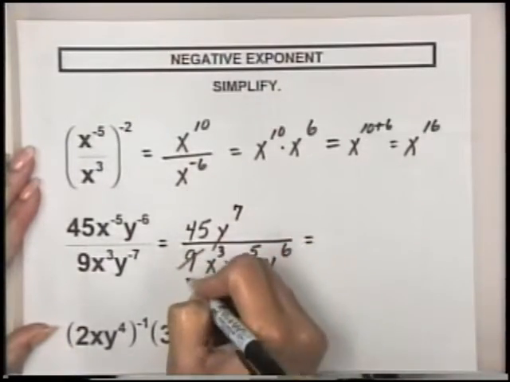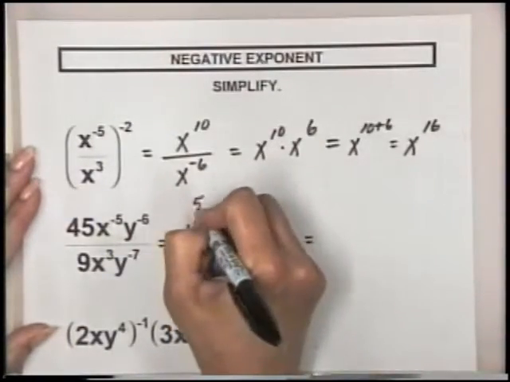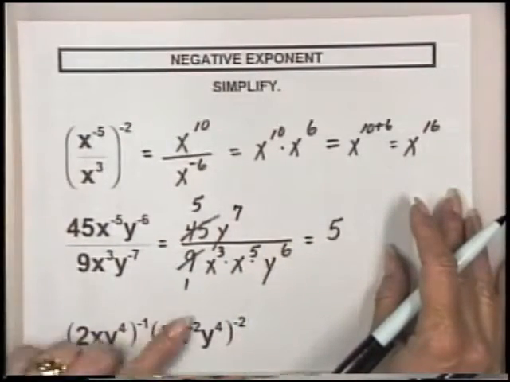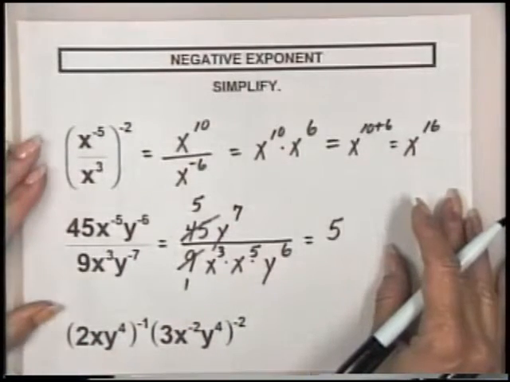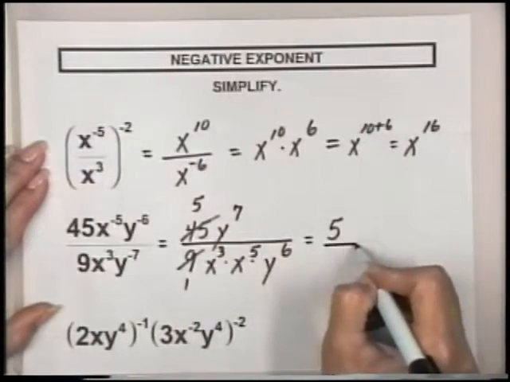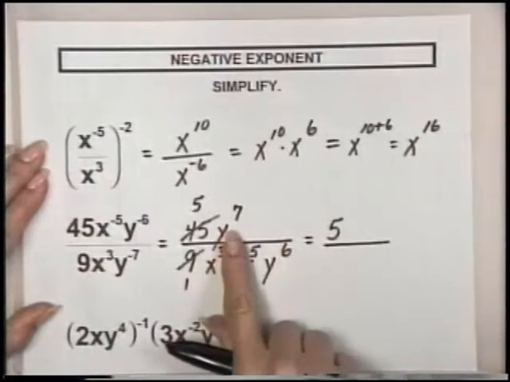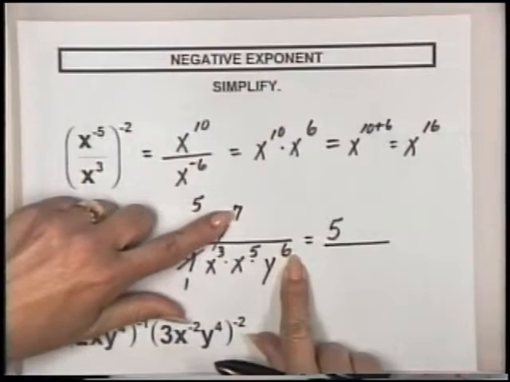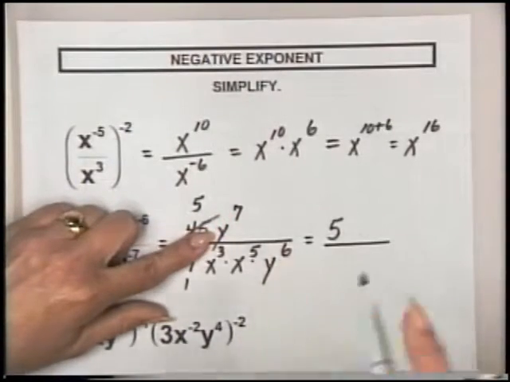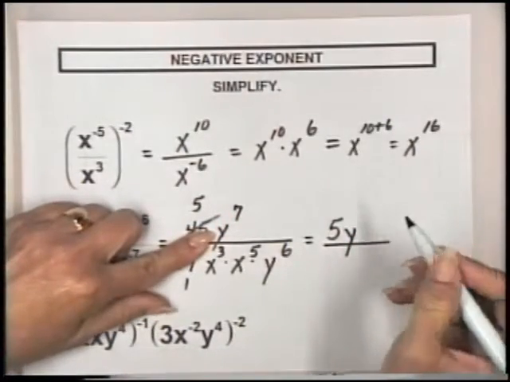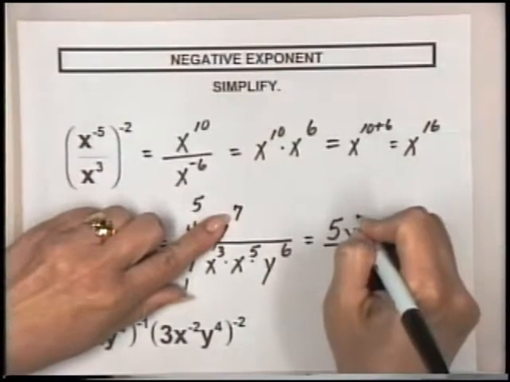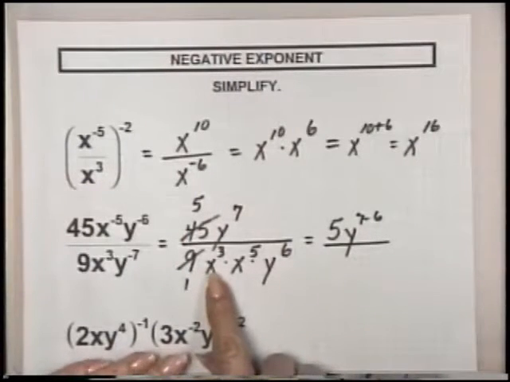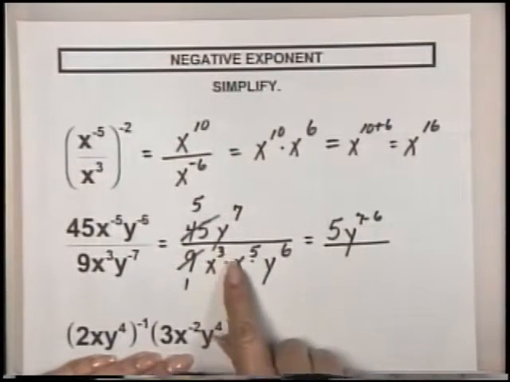To begin with my numbers, we mean 45 divided by 9, so I can say 9 goes into 9 once, 9 goes into 45 5 times. So I may write a 5 in the numerator. I don't need the 1 in the denominator because I'll have other factors in the denominator. For the y's, I have y to the 7th divided by y to the 6th. Because the 7 is larger than the 6, I know that the y's will stay in the numerator. I will use the subtraction rule, 7 subtract 6, to get the exponent.